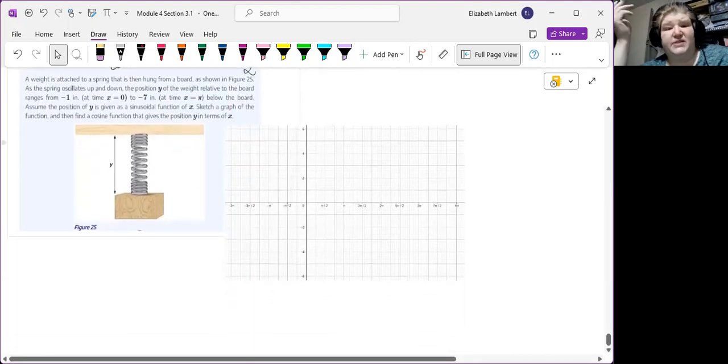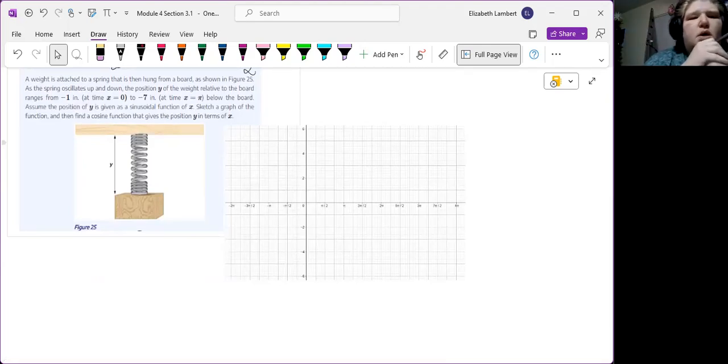All right, so this last one here is actually a word problem. It's not horrible. So for some weird reason, we have a weight attached to a spring that is hung from a board. So this is under the board. Where are they going? Boing, boing, boing, boing. Yes, that was just an excuse to make the sound effect.